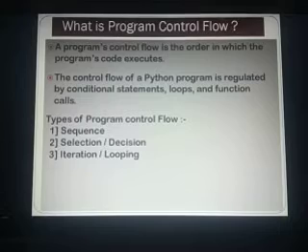A program control flow is the order in which the program code is executed. It is a simple way how your program is going to execute. It's known as program control flow. The control flow of a Python program is regulated by conditional statements, loops, and function calls. There are three types of program control flow. First one sequence, second selection or decision, third one iteration. Let's see one by one.